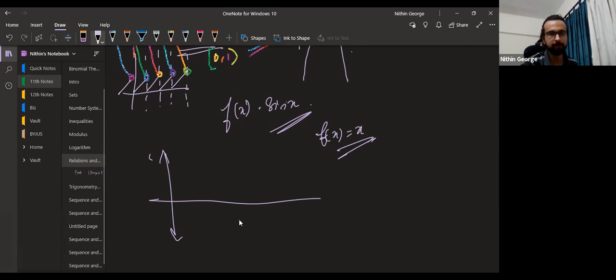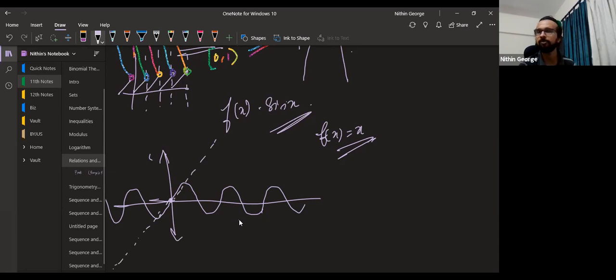Okay, first understand that sin x graph goes like this. All right. Okay, sin x graph goes like this. Now, this is f of x equal to x. So I will draw that first. Okay, f of x equal to x. I will also draw f of x equal to minus x. Basically, it's a mirror on the x-axis. All right. And then this is f of x equal to x.